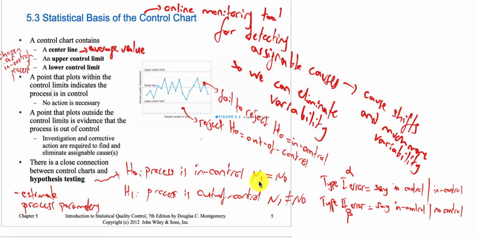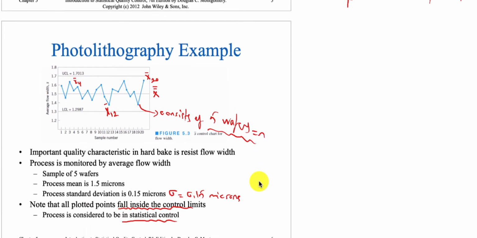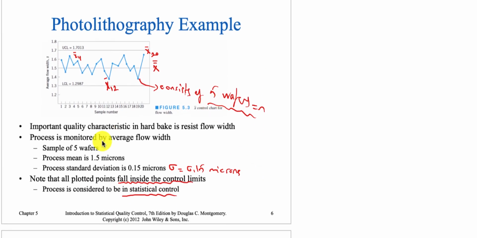Okay, let's continue with an example. Here, in this example, our quality characteristic is the average flow width. If you are interested, you can check the textbook and read the original example. It is wordy, so I'm just skipping the introduction part of the example and talking about the results. Our quality characteristic in this example is average flow width, okay? That is an example of a quality characteristic, okay?